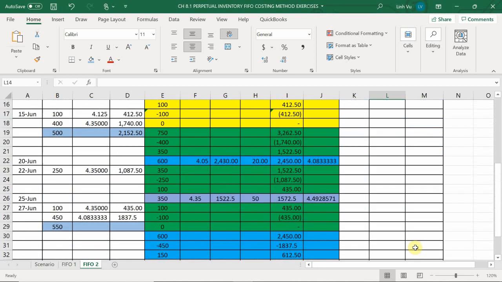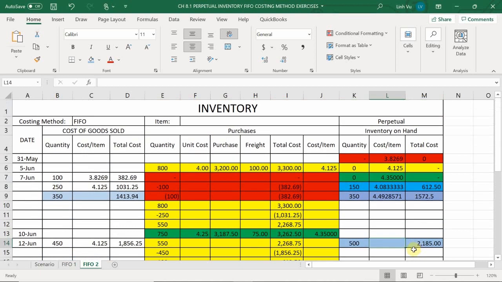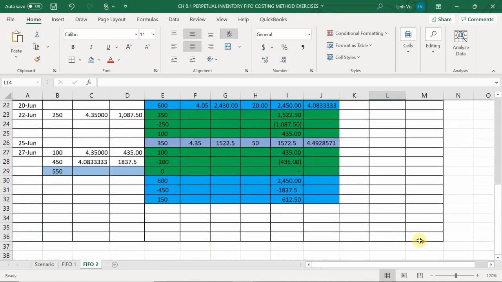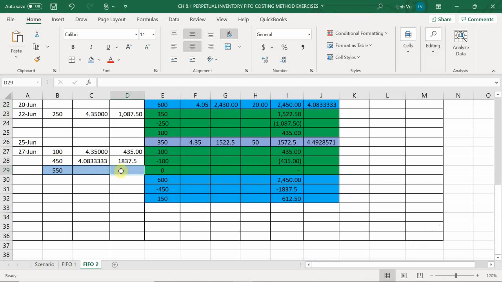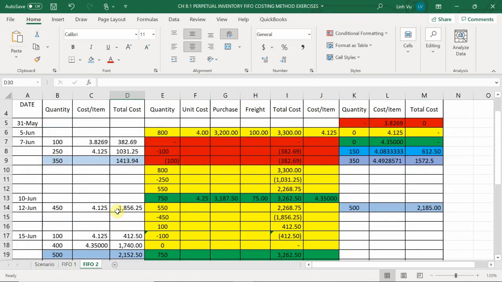Awesome. Okay. Any questions in regards to calculating FIFO with perpetual inventory? No. Okay. Totaled up those 550 units to be a total of $2,272.50. Okay. So that is it for today.